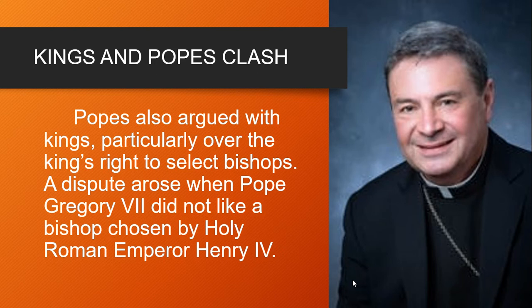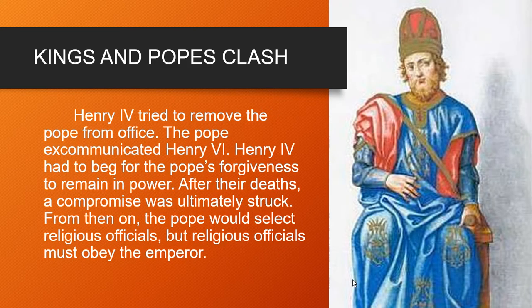A dispute arose when Pope Gregory VII did not like a bishop that was chosen by Holy Roman Emperor Henry VII. Actually, it's Henry IV there. I can read. Henry IV tried to remove the Pope from office. The Pope excommunicated Henry IV. Henry IV had to beg for the Pope's forgiveness to remain in power. After their deaths, a compromise was ultimately struck. From then on, the Pope would select all religious officials, but the religious officials must obey the Emperor.